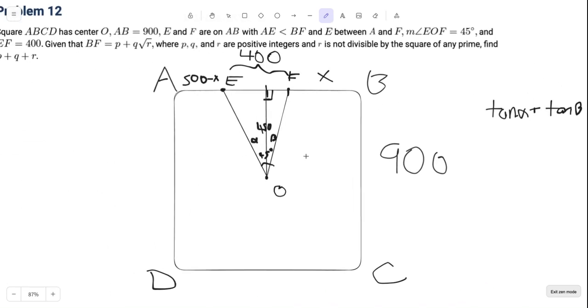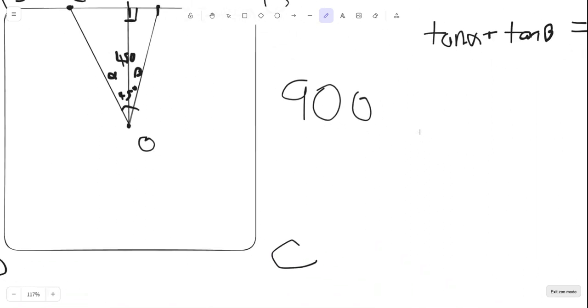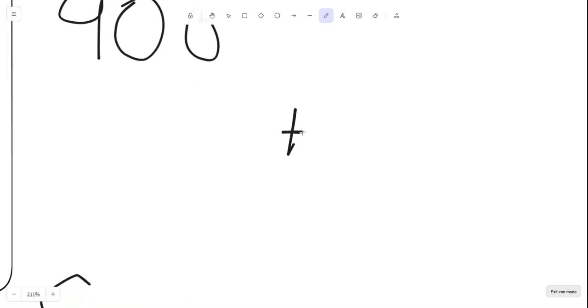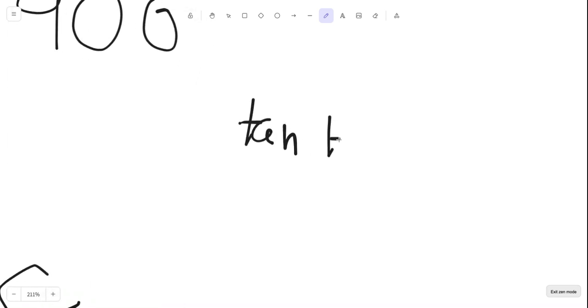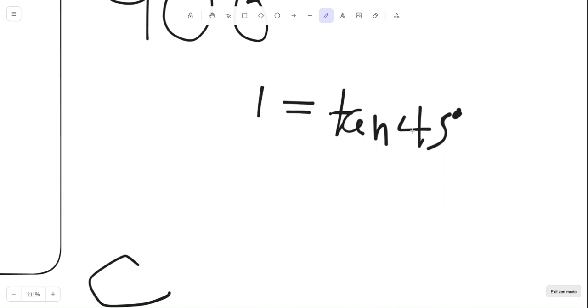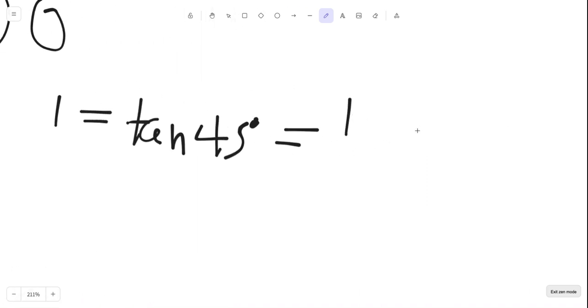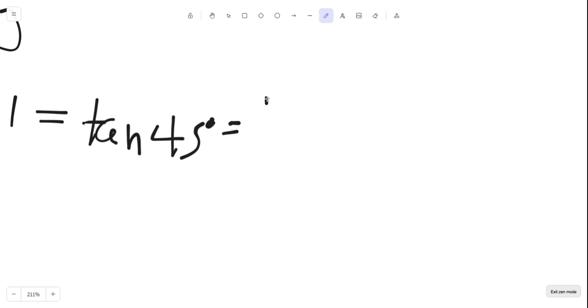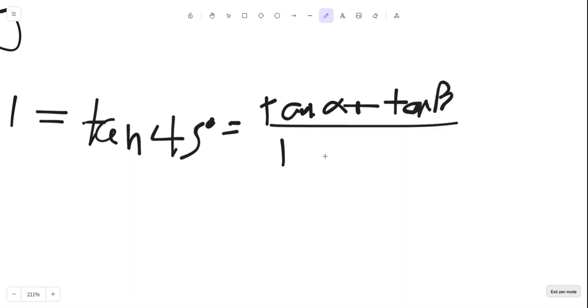Alright, next, let's use the fact that alpha plus beta equals 45 degrees. Since we're dealing with tangents already, we can use the tangent sum formula. Tangent of 45 degrees, which is equal to 1, is equal to the tangent of the sum of alpha and beta. Using the tangent addition formula, that is tangent of alpha plus tangent of beta over 1 minus tangent of alpha times tangent of beta.